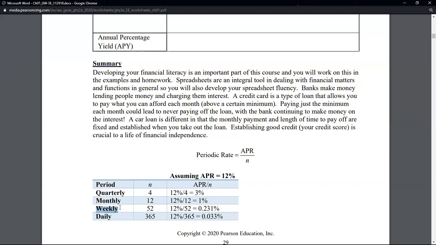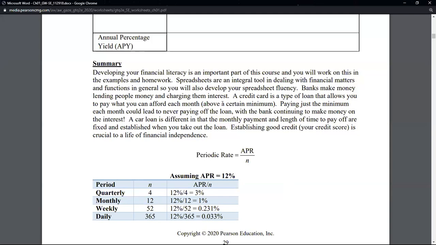If you were paying interest weekly, which is kind of rare, but it could be done, there's 52 weeks in a year, so you're dividing by 52. So you take your 12% divided by 52, and you get this, and they rounded to 3 decimal places. It's not really just 0.231. It's 0.23076923, and so on. And then daily, there's 365 days in a year, ignoring leap year. So you take the APR and divide it by that. And you can see that the larger the N is, the smaller the periodic rate is.